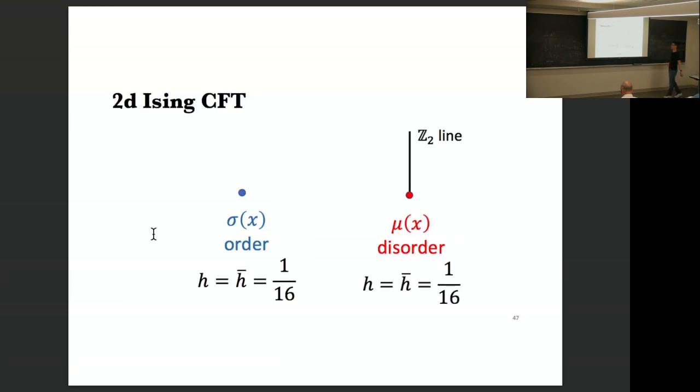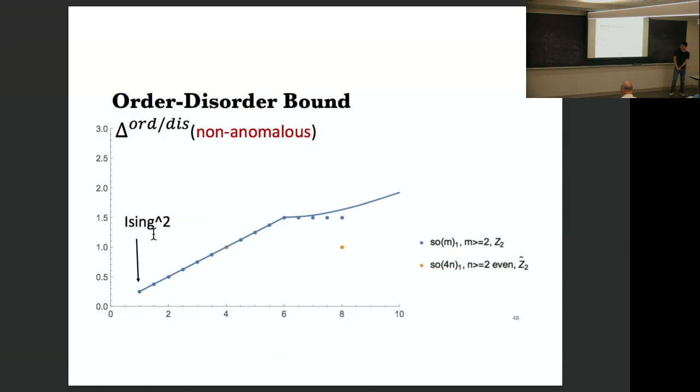So for example, in the 1+1D Ising CFT, the sigma operator would be the order operator. And then there's a disorder operator that's not a local operator. It lives at the end of the Z2 line, but with the same conformal weight. They're exchanged under duality. And we can get a bound that looks like this. So this is the bound on the lightest operators among the order and the disorder operators.